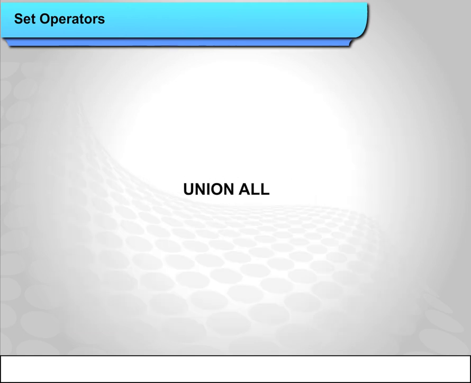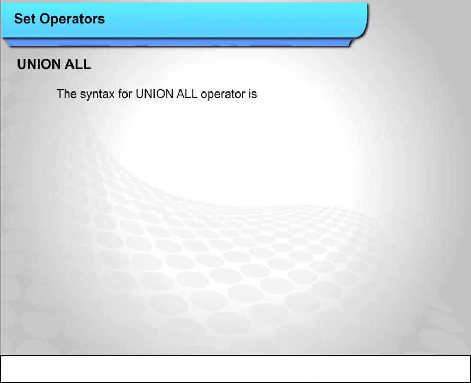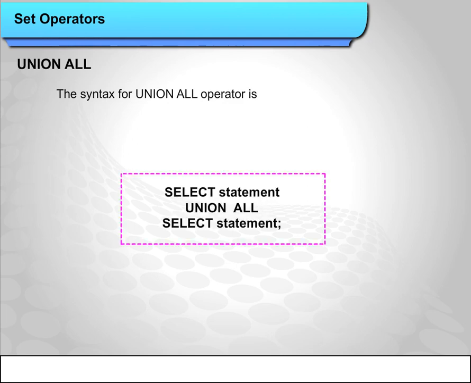Union all. The union all operator combines the result of two or more queries into a single result set. This operator is used to return duplicate rows in the result set. The syntax for union all operator is select statement, union all, select statement.